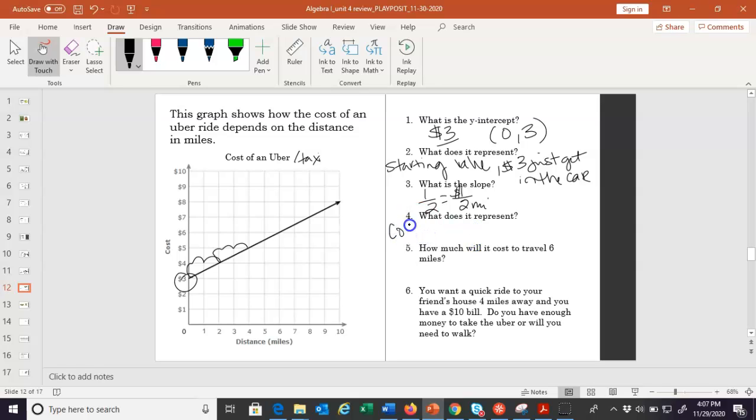So I kind of just said this, right? The cost is $1 per 2 miles. So what does it represent is sort of just giving the slope meaning in relation to the problem. Number 5, how much will it cost to travel 6 miles? So we'll go to the 6 miles, go up to the graph and say, oh, it's going to cost me $6.